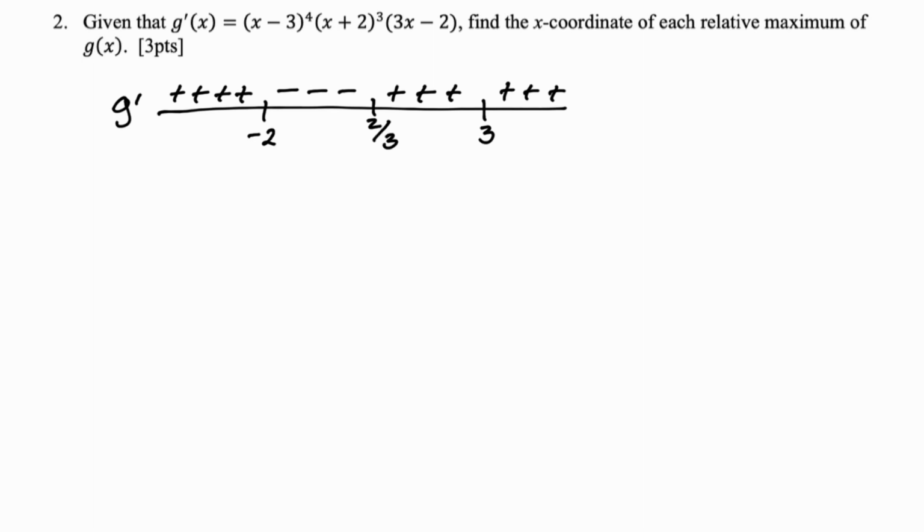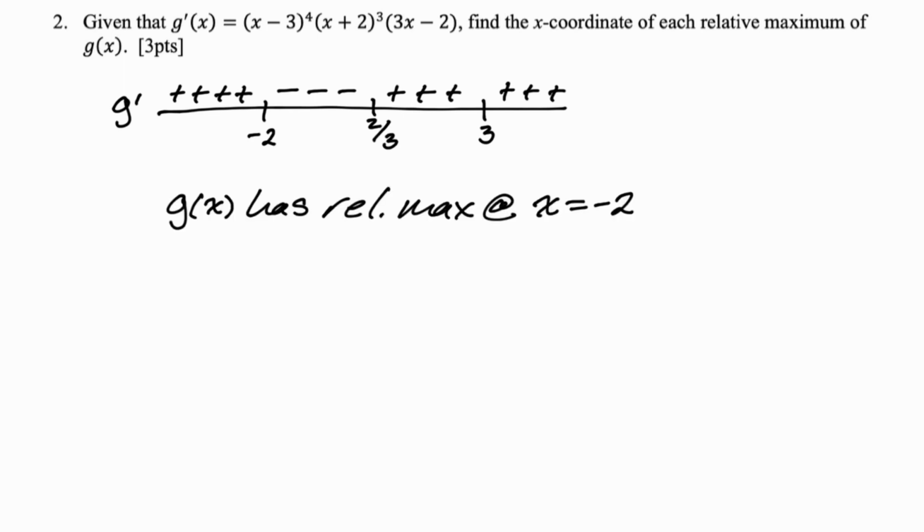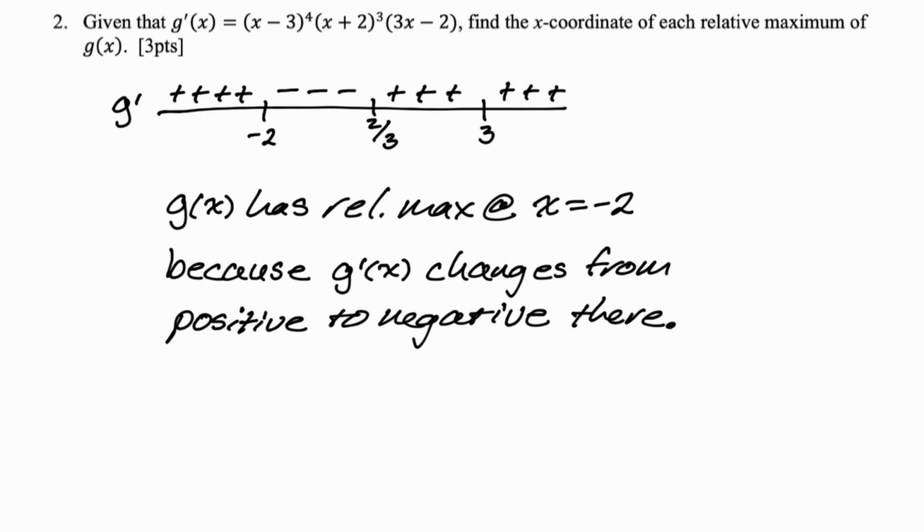So actually, the only place that we have a change from positive to negative in g prime is at x equals negative 2. So that will be our relative max. So relative maximum at x equals negative 2. And our reason will be because g prime changes from positive to negative there. That's the answer to this question. All right, let's take a look at number 3.